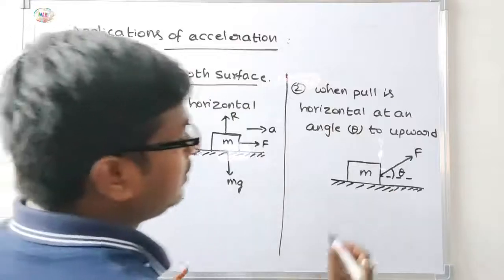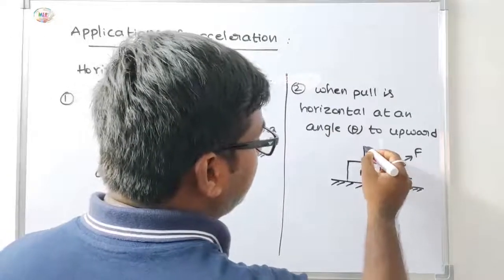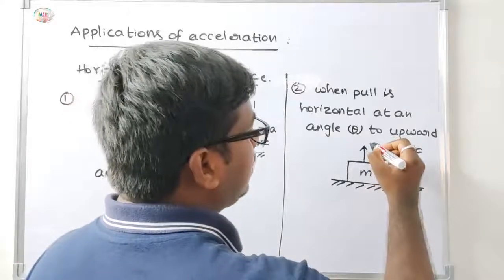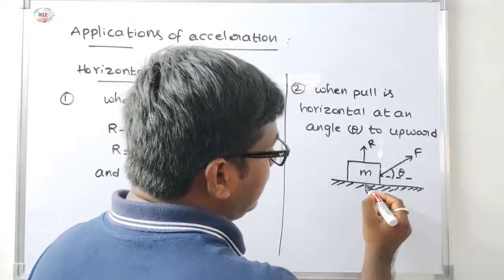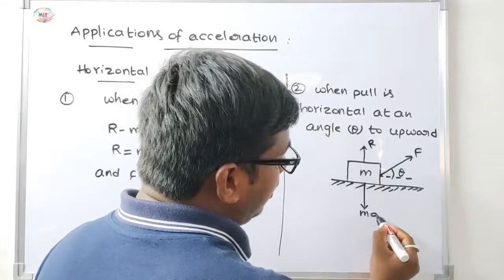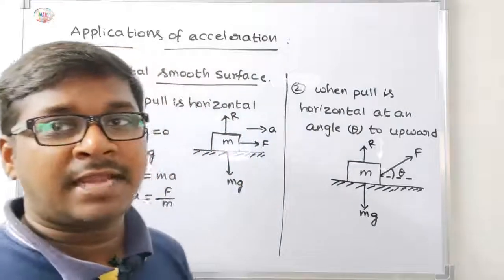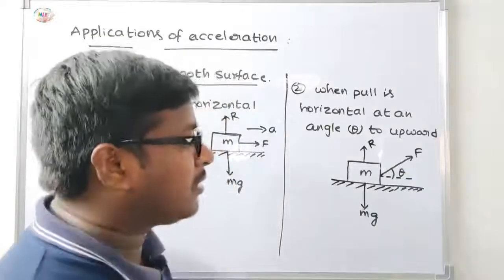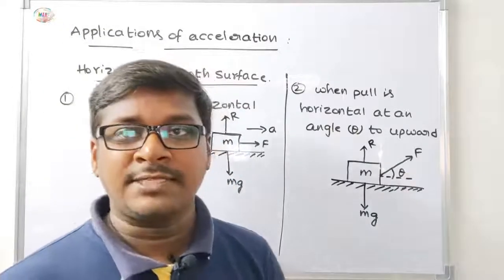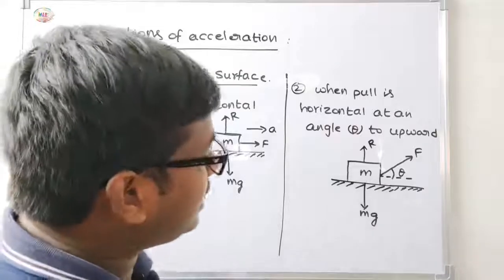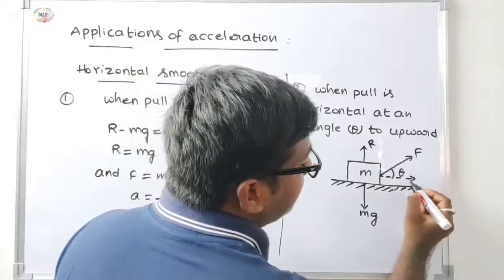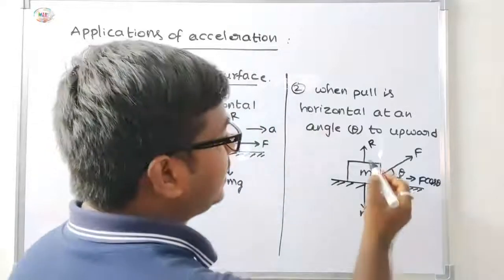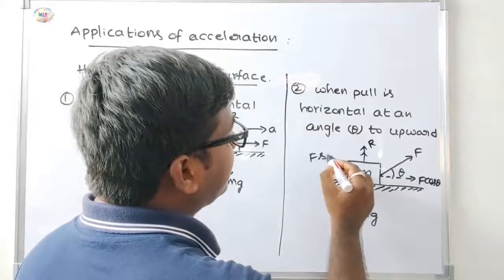One force is perpendicular to the surface, that is the normal reaction R, and the gravitational force mg always acts vertically downward. The force F is resolved into two components: the horizontal component F cos theta and the vertical component F sin theta.